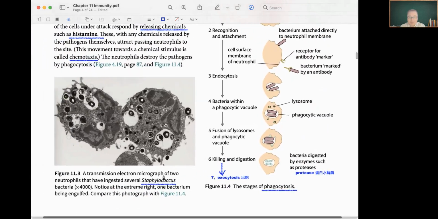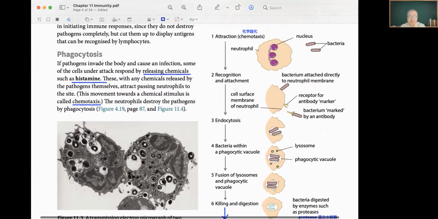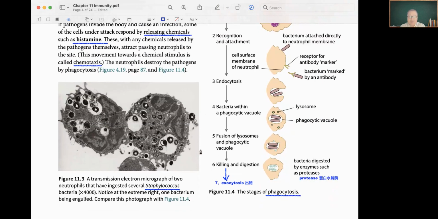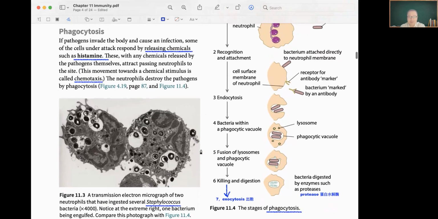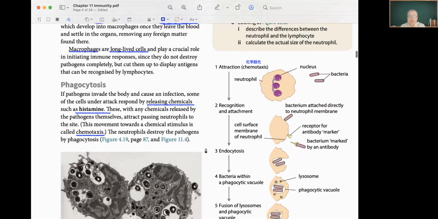Now remember, you will be tested by similar figures, diagrams, pictures. Please make sure you understand so that you can give the right answer about phagocytosis.